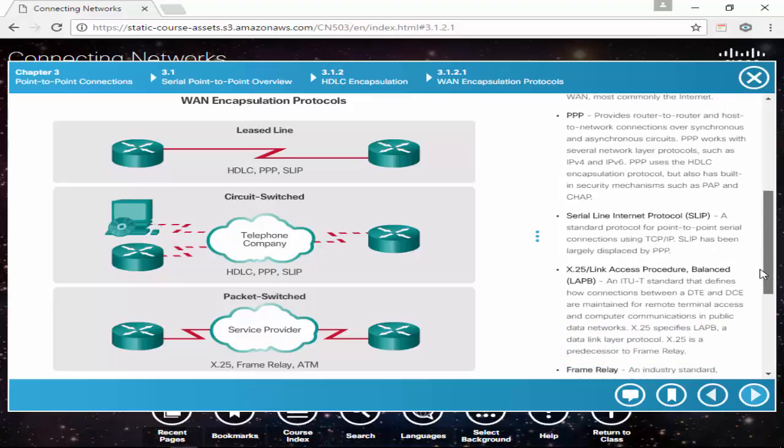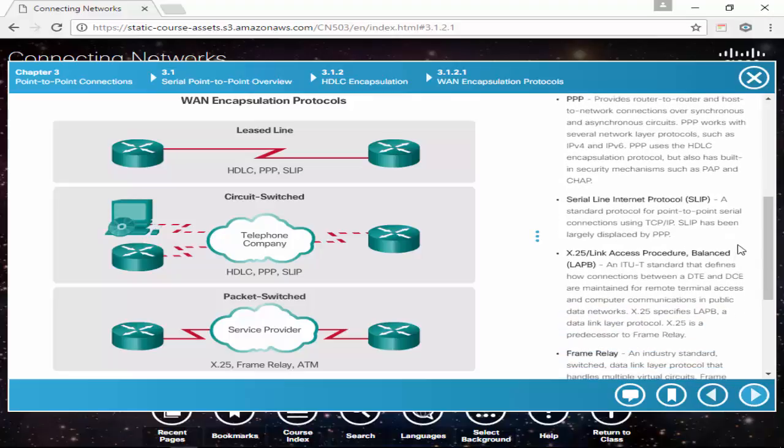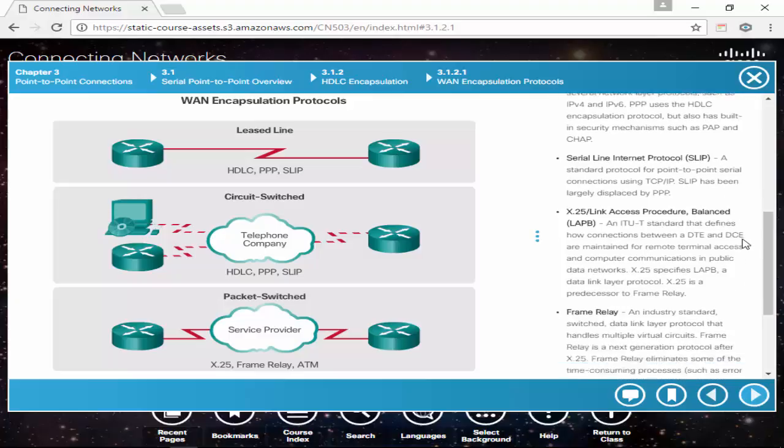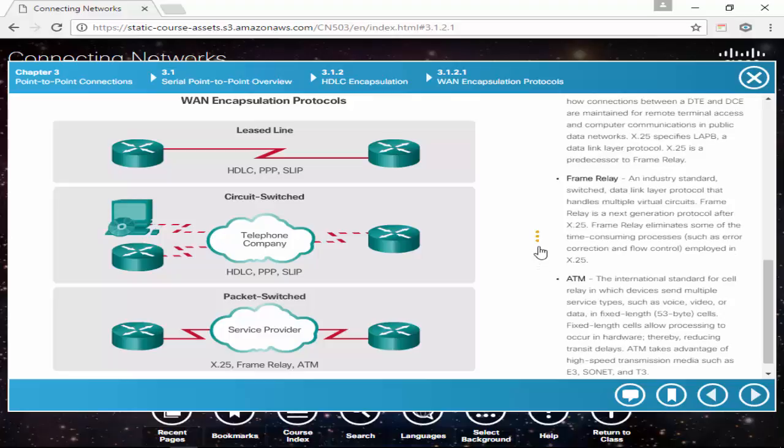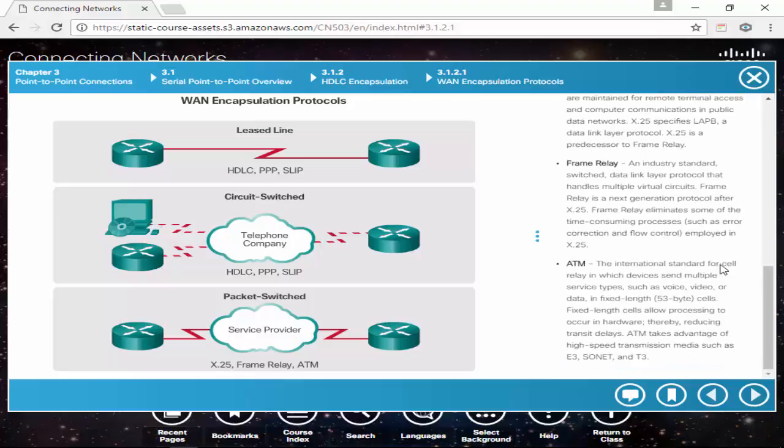SLIP, Serial Line Internet Protocol, a standard protocol for point-to-point serial connections using TCP/IP. SLIP has been largely displaced by PPP. X.25, an ITU standard; basically this was what frame relay was before it was frame relay. Then we have frame relay, an industry standard switched data link layer protocol that handles multiple virtual circuits. Frame relay is a next generation protocol. Compared to X.25, frame relay eliminates some of the time-consuming processes such as error correction and flow control employed by X.25.